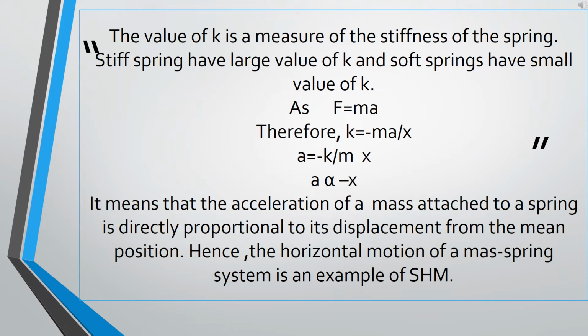So here we have to take acceleration as a relation between two constant values. Spring constant has a constant value, and mass also has a constant value in the case of a particular system. So a is equal to minus k over m times x, which becomes a is directly proportional to minus x. It means that the acceleration of a mass attached to a spring is directly proportional to its displacement from the mean position. Hence, it is proof that the horizontal motion of a mass spring system is an example of simple harmonic motion.